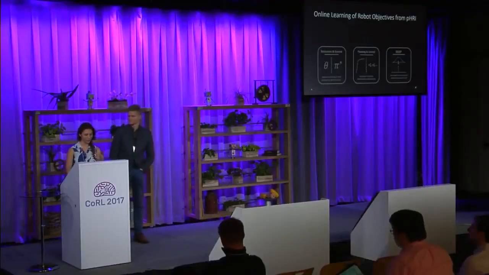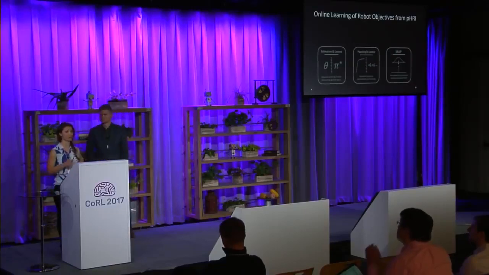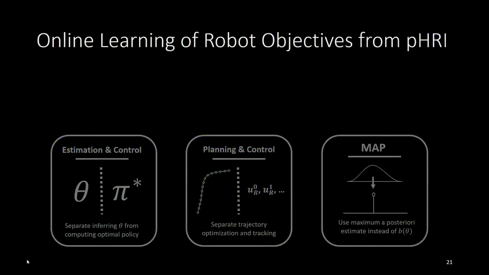So the core question here is, how can we make robots learn online from a human interaction? To answer this question, we broke this down into 3 major approximations from the full formalism that we just talked about. We separated estimation from control, we separated planning from control, and finally, we used a MAP estimate instead of tracking the full belief. So let's dig a little bit deeper into what each of these approximations mean and how we actually got here.